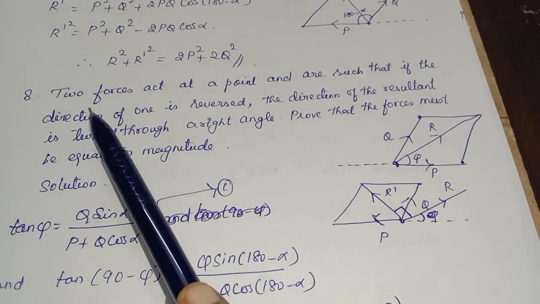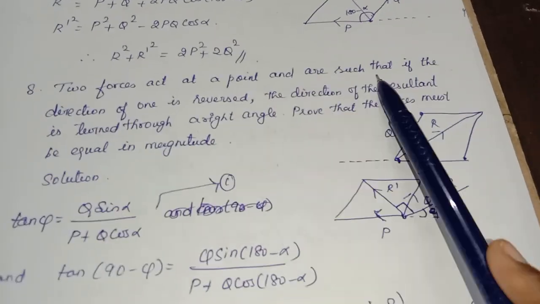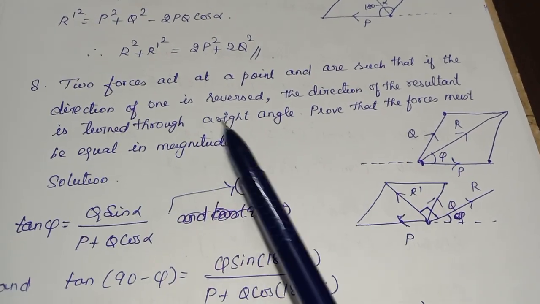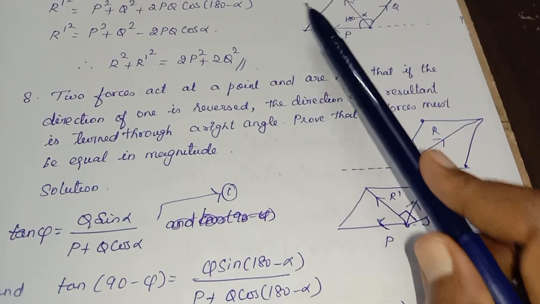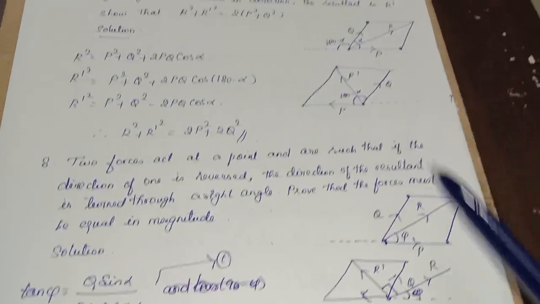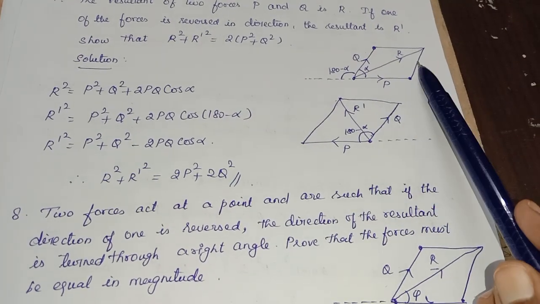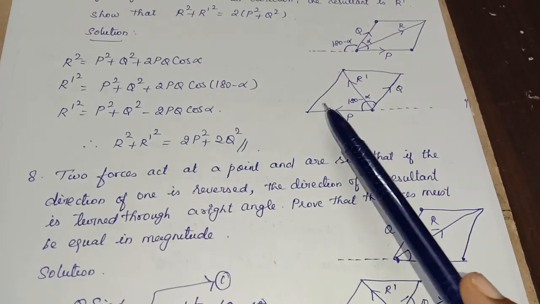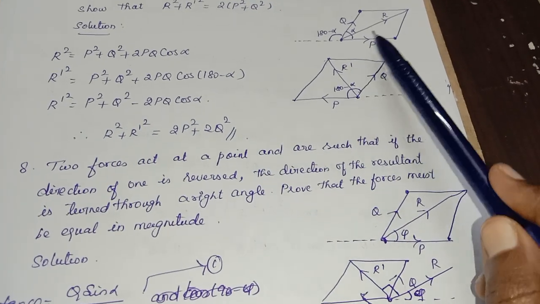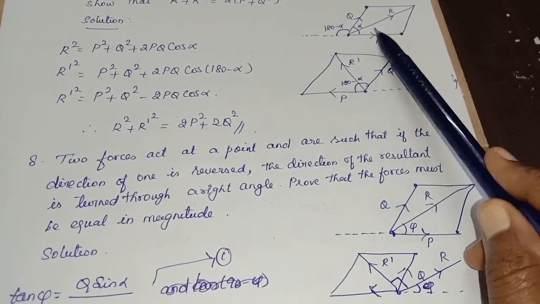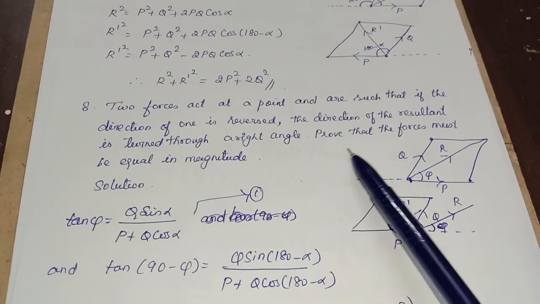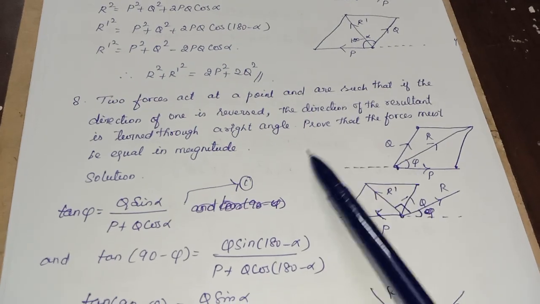Right. Next problem. Two forces acting at a point are such that if the direction of the one is reversed, the direction of the resultant is turned through a right angle. This is similar to the previous problem. Initially, when the forces are acting at angle alpha, we have one resultant, that is R. When the direction is reversed, we get another resultant, that is R dash. They are saying the angle between this R and R dash is 90 degrees for this particular problem. What we have to prove is that the forces must be equal in magnitude.